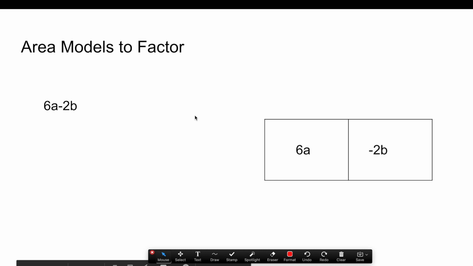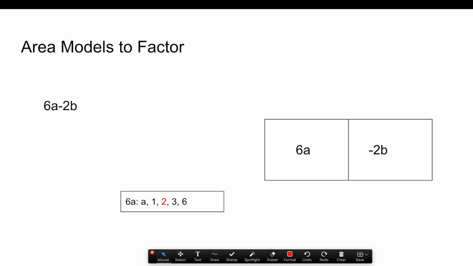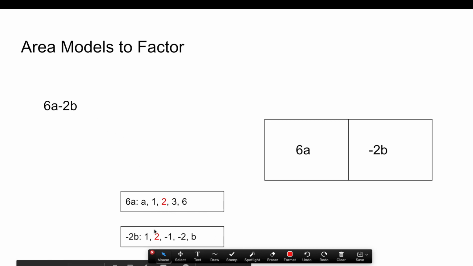So there's the 6a and the negative 2b. That's the area of each box. And like I spoke about earlier, you can encourage students to make a little space where they're writing the factors of each term and then finding that greatest common factor. That's going to be the height of the box. 2 times what is 6a? That's 3a. 2 times what is negative 2b? That's negative b, or negative 1b, but we like to simplify it as negative b. We don't need that one there. And there's our factored form. Okay?